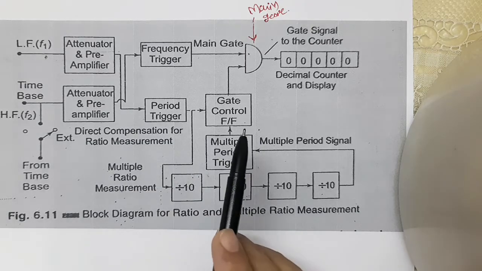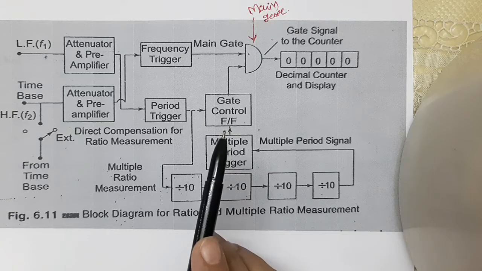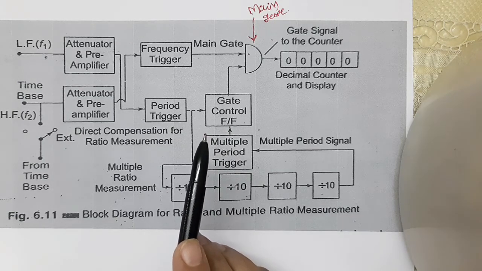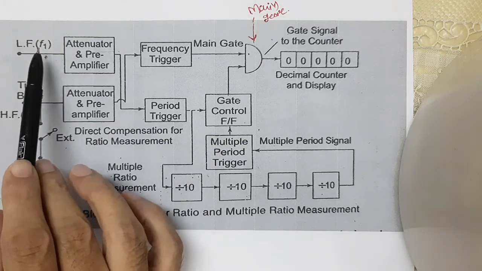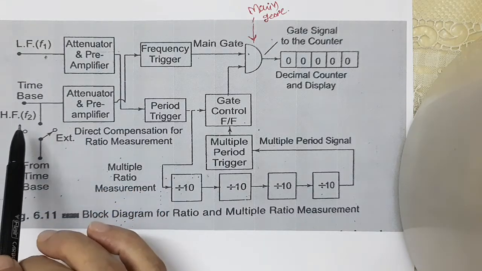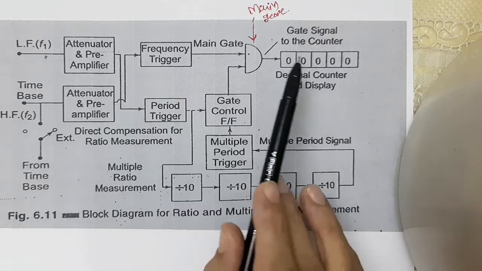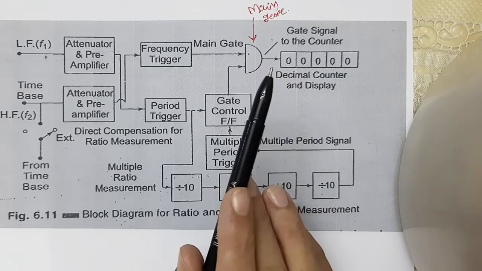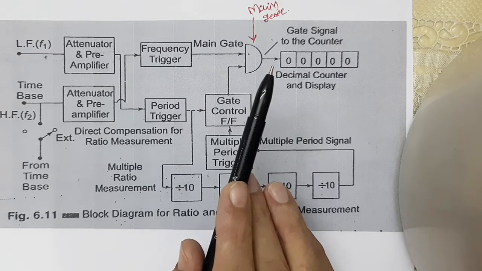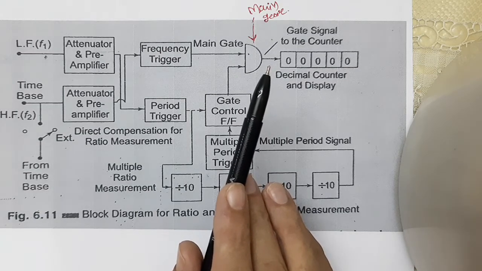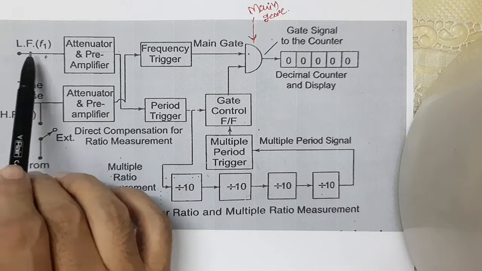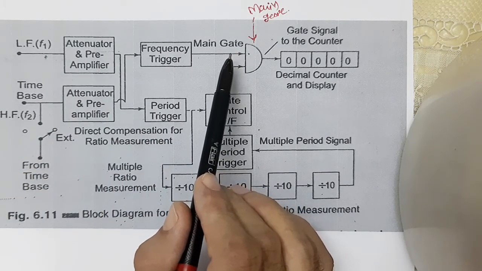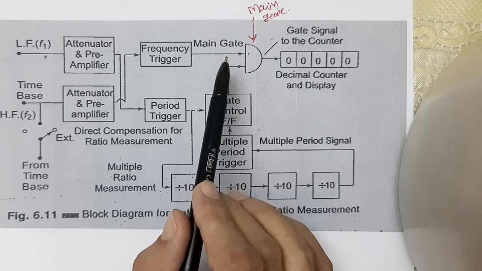Now what happened here? The ratio measurement involves the measurement of the ratio of two frequencies, that means F1 and F2. This ratio we can measure here. The measurement in effect is a period measurement. A low frequency is used as a gating signal, while the high frequency is the counted signal.